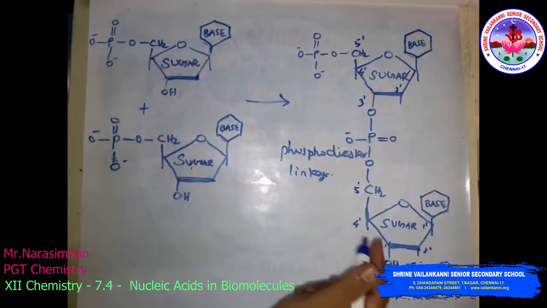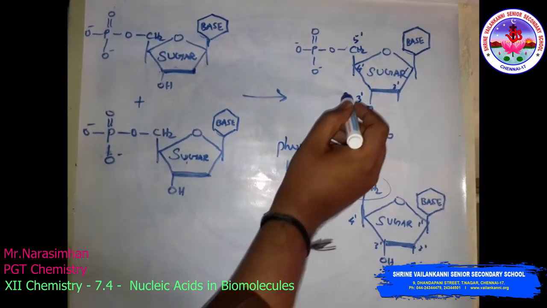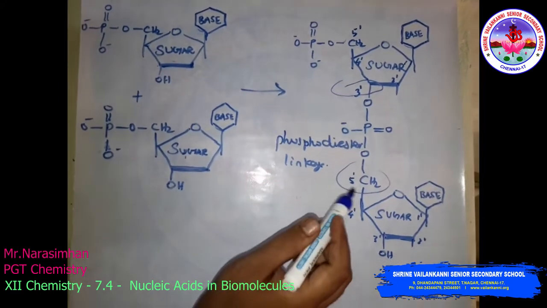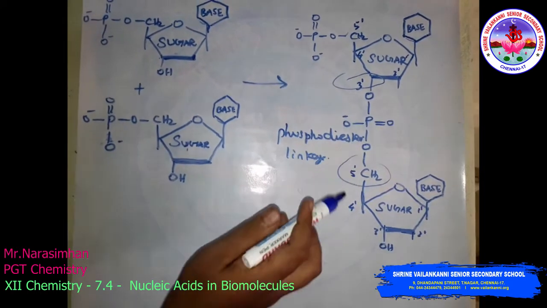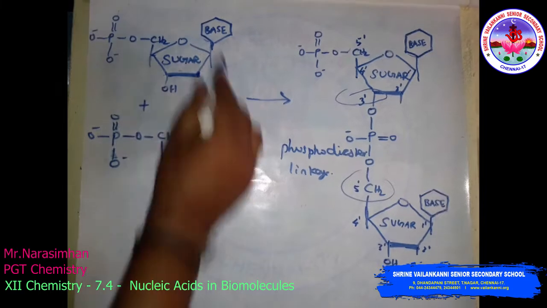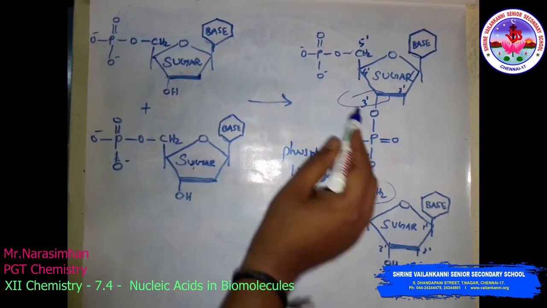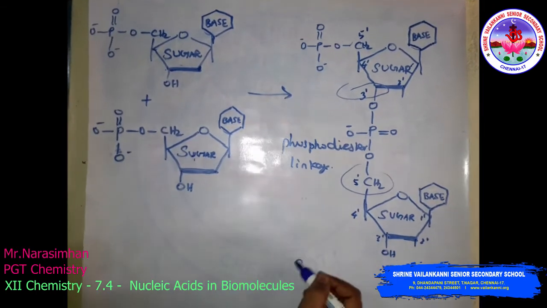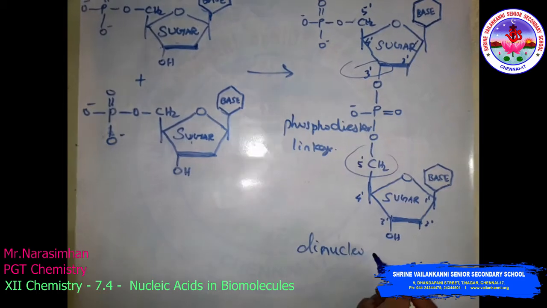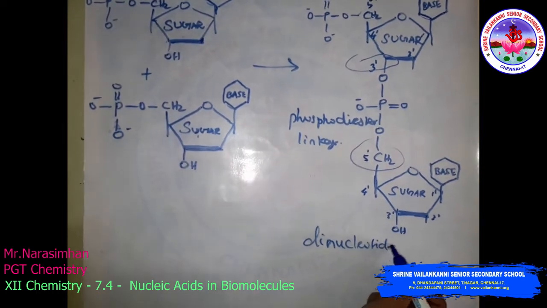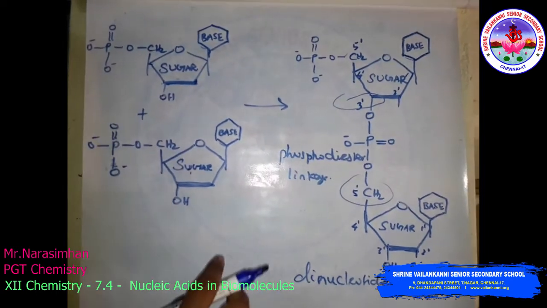See, the 5 dash position and the 3 dash position carbon atoms are of the pentose sugar. This is a pentose sugar. So this is the formation of the typical dinucleotide. Okay, this is the formation of the dinucleotide structure.